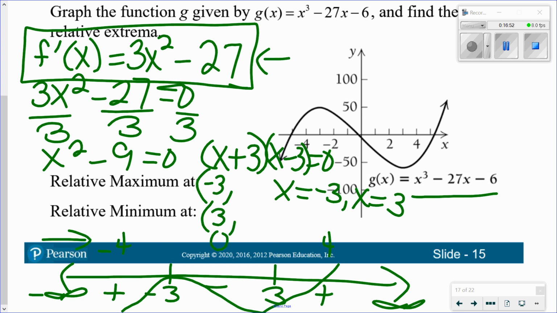Let's go back to our original function and find out what that max and min are. So we have -3 gives us 48. So that's our max. And +3 gives us -60. So that would be our min.